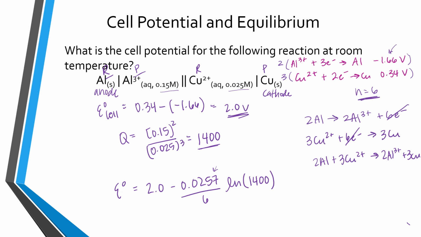So when I do that math, I get 1.97 volts, which decreased, which is what I expected because my products were higher than my reactants.